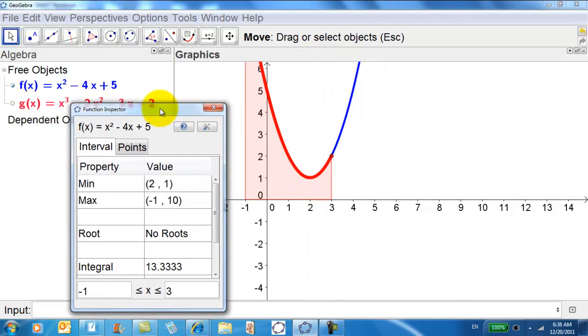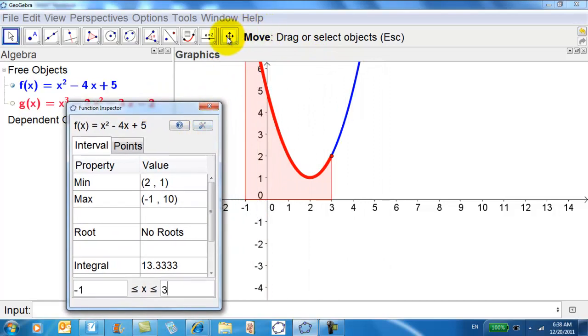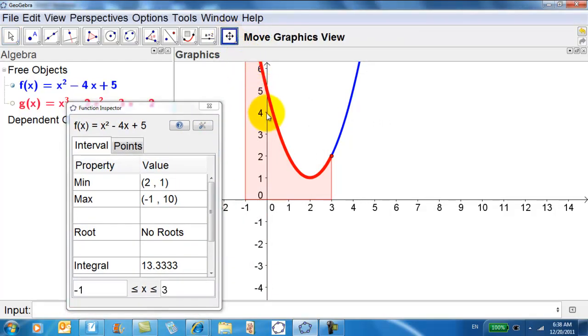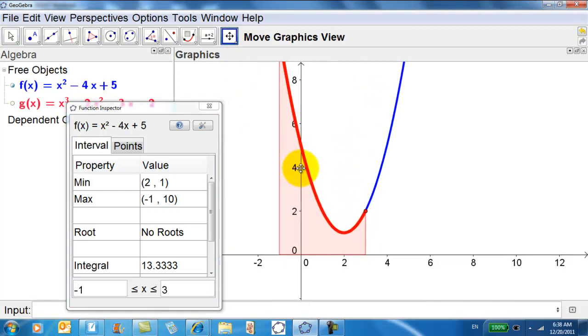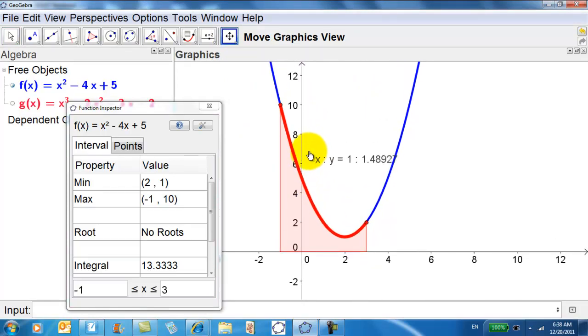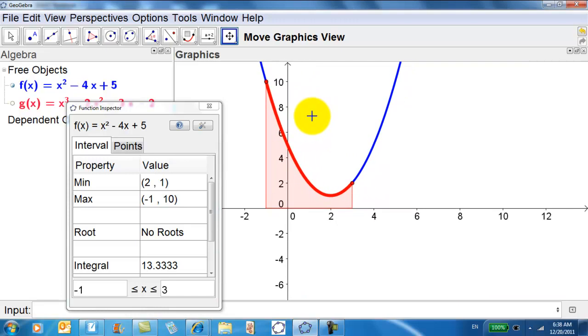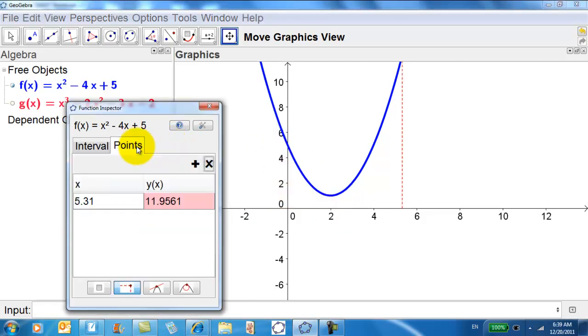And when we move this aside too, it kind of shows us. Now I'm going to slide this down here, so you can see the whole thing, and change the scaling a little bit. There you go. Now the function inspector tells us some of the key things we're looking at in the function. We have a minimum at (2, 1). We have a maximum at (-1, 10) because it's one of the endpoints of the interval. Later on, we'll talk about the integral, that is the area of the shaded region. And so it tells us a lot about what we're doing this quarter.